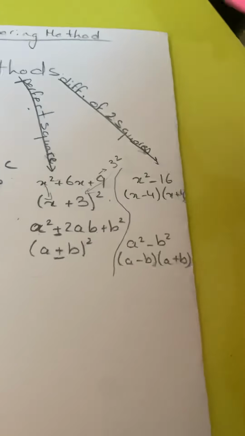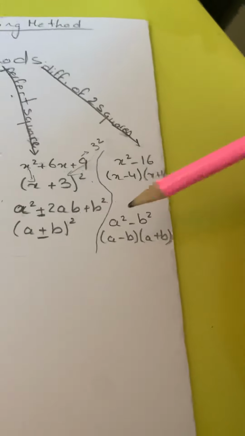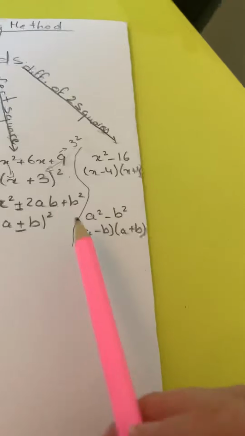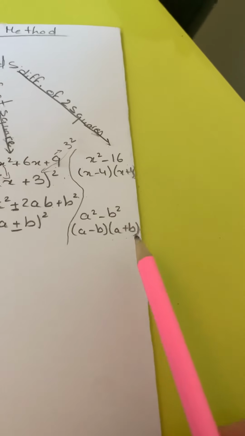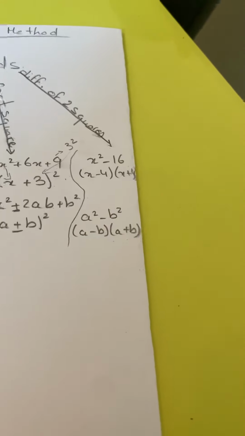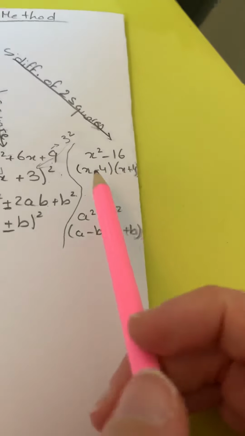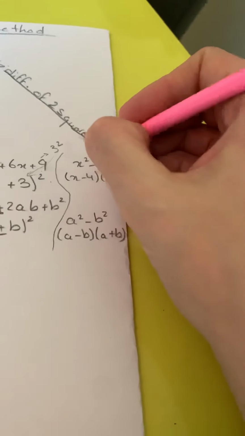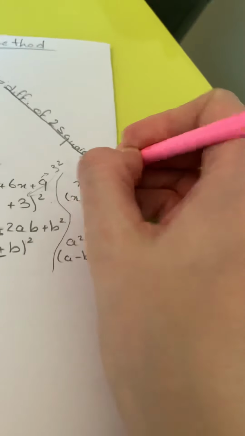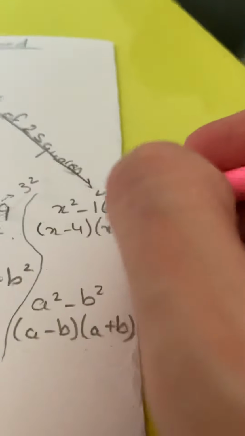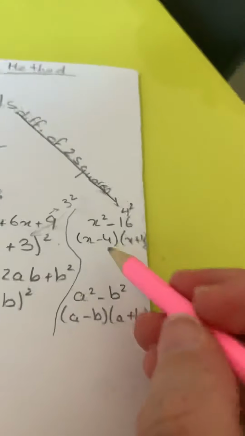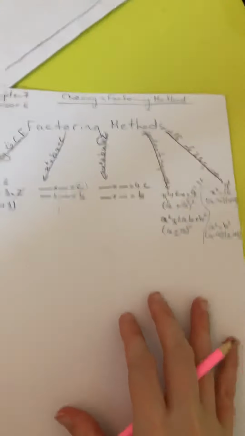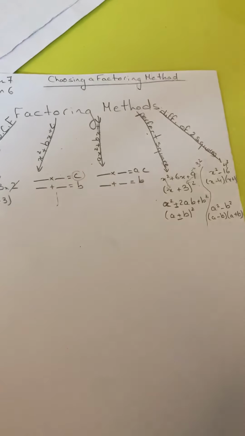The last method you learned was difference of two squares. If you have, for example, a power 2 minus b power 2, so you put a minus b, a plus b. First minus second, first plus second. For example, this one, x squared minus 16. Since 16 is 4 power 2, so we put it x minus 4 and x plus 4. These are all the ways you've learned so far and all the methods of factoring.